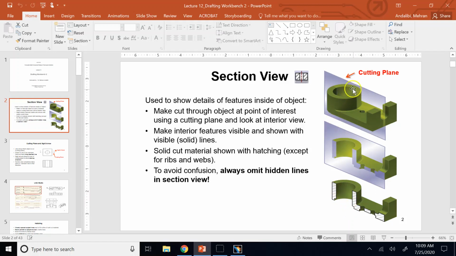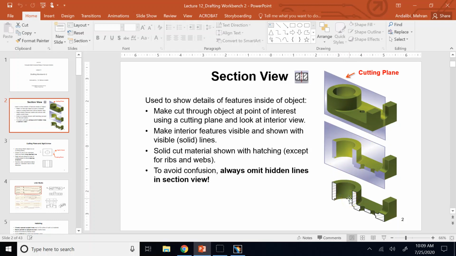So for example, if we had this hole, if you look at the front view, it is going to appear as a rectangle with dashed lines, right? Because it's hidden. But now, if you look at the boundaries of this hole, you see that the boundaries here and here, they appear as what? Visible, because we can see this semi-cylindrical surface. Okay, so again, anything behind the cutting plane will be shown with visible lines.